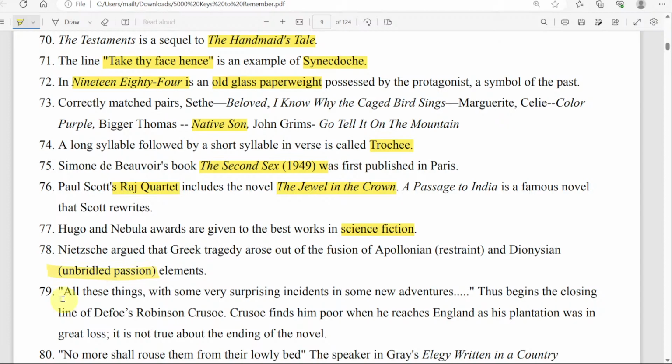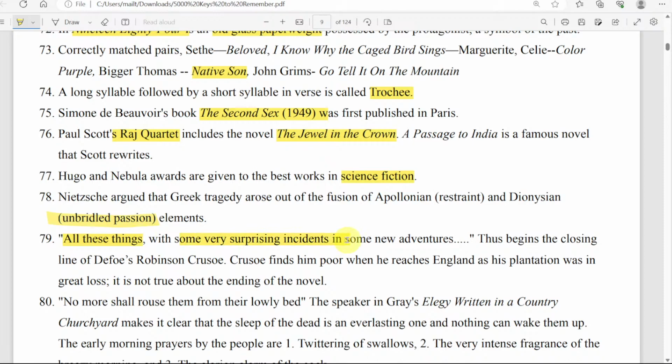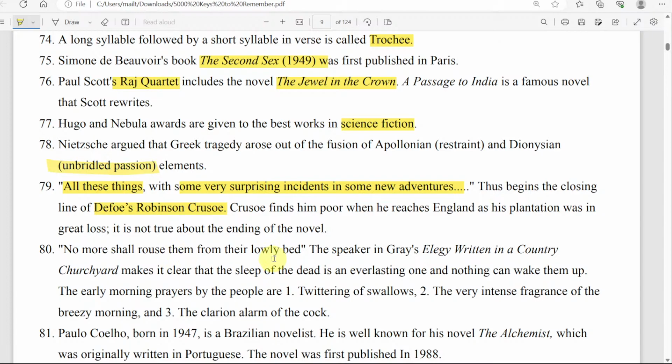All these things, with some very surprising incident in some new adventure, thus begins the closing line of Defoe's Robinson Crusoe. This is the ending line. So again, no more shall rouse them from their lowly bed. It is the line from Elegy Written in a Country Churchyard, which makes it clear that the sleep of the dead is an everlasting one, and nothing can wake them up. So the early morning prayers by the people are twittering of swallow. The very intense fragrance of the breezy morning and the clarion alarm of the clock.